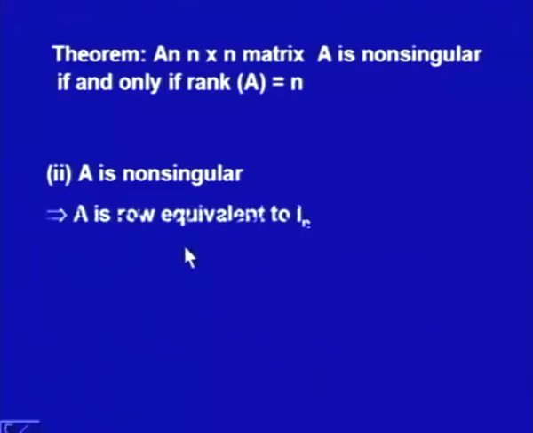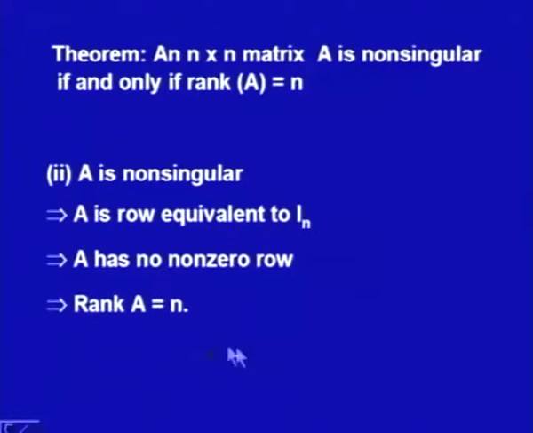In the second part, we have to prove that if A is non-singular, then rank of A will be n. Since A is non-singular, A is row equivalent to In, and since A is row equivalent to In, A has no zero rows. A is an n by n matrix and it is row equivalent to In, so it does not have any zero row, and that means rank of A is equal to n.